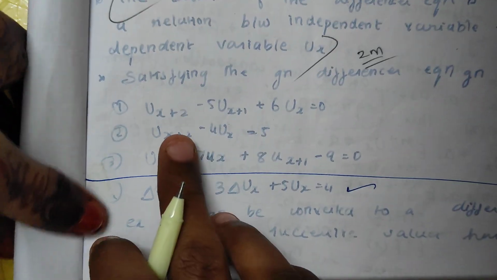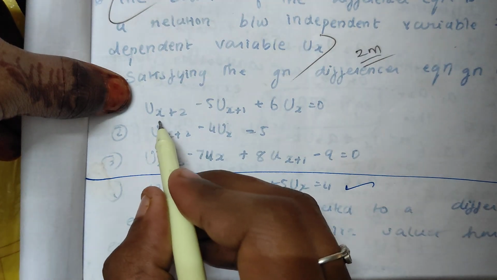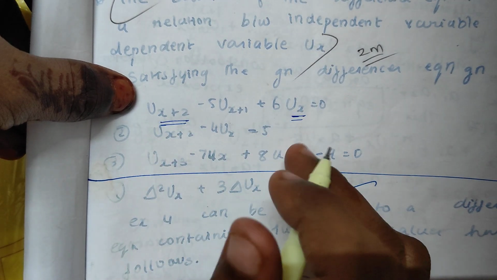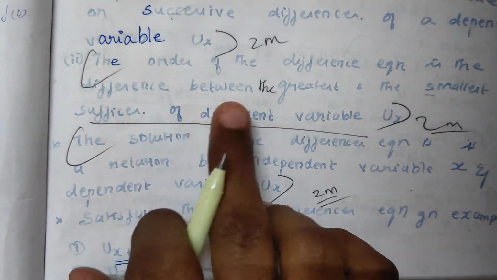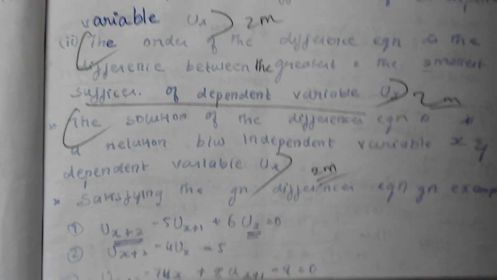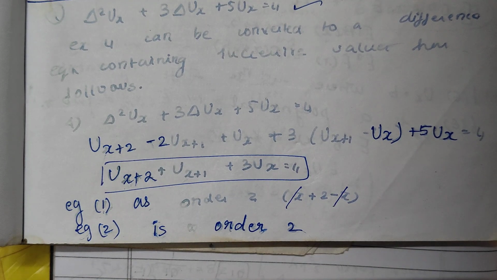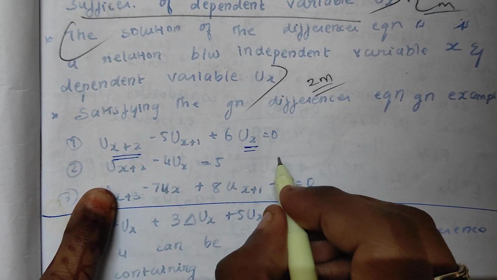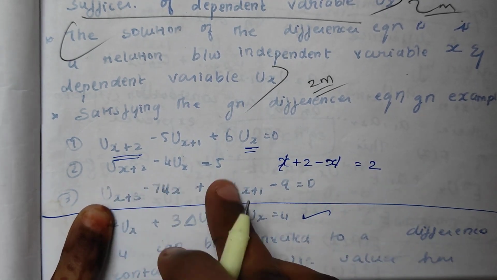In example 1, the order will be 2. Okay, because what you have to do is subtract the greatest and the smallest suffix of the dependent variable alone. So see here, the order of the difference equation is the difference between the greatest and the smallest suffix of the dependent variable. Okay, so x plus 2 minus x will give you 2. 2 is the order. Okay, here also, this is the highest, this is the lowest. So x plus 2 minus x will give you 2. So the order is 2.